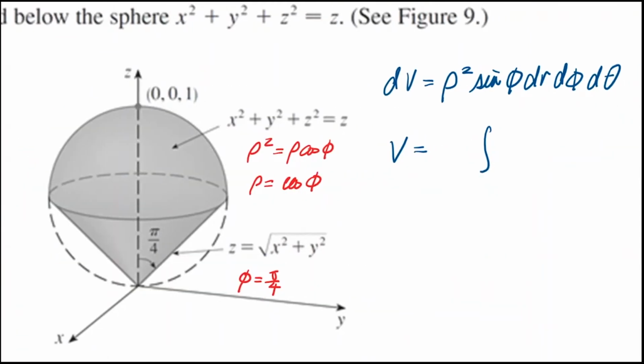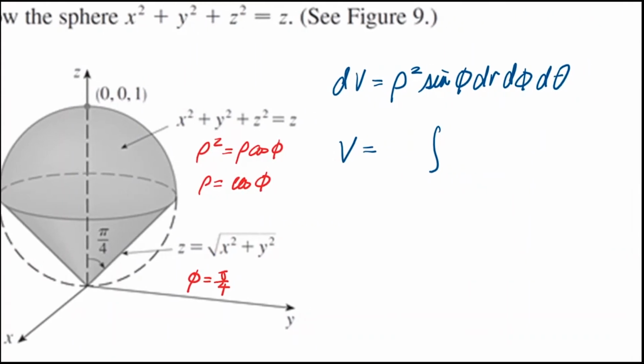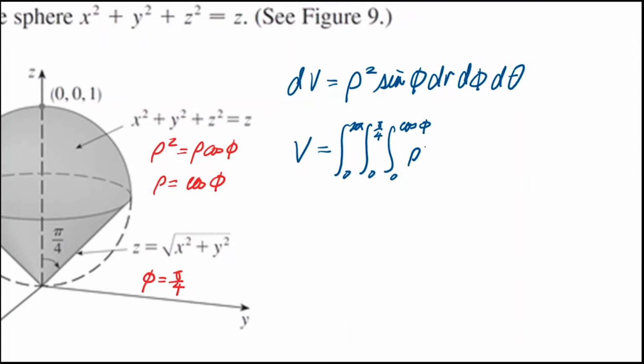Now it's downhill. So let's set up the limits. Rho will vary from 0 to cosine phi. Good. And phi will vary from 0 to pi over 4. Good. And theta will vary from 0 to 2 pi. How about that? No sweat, huh? And then we have rho squared sine phi. Did I write the r there? I meant the rho. I wrote r here as well. d rho, d phi, d theta. Good.